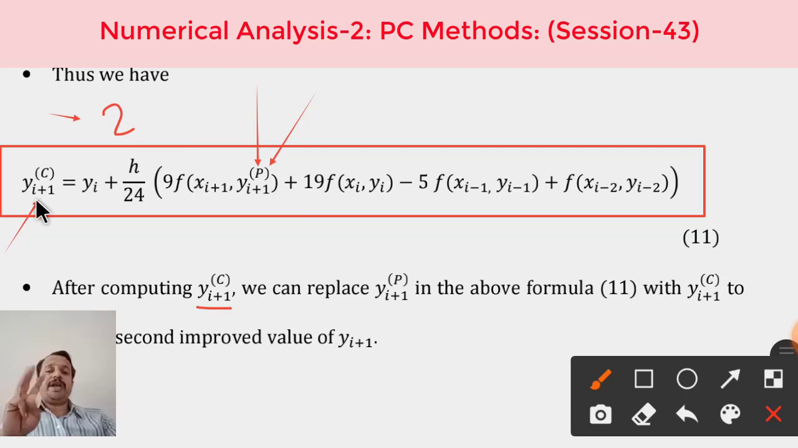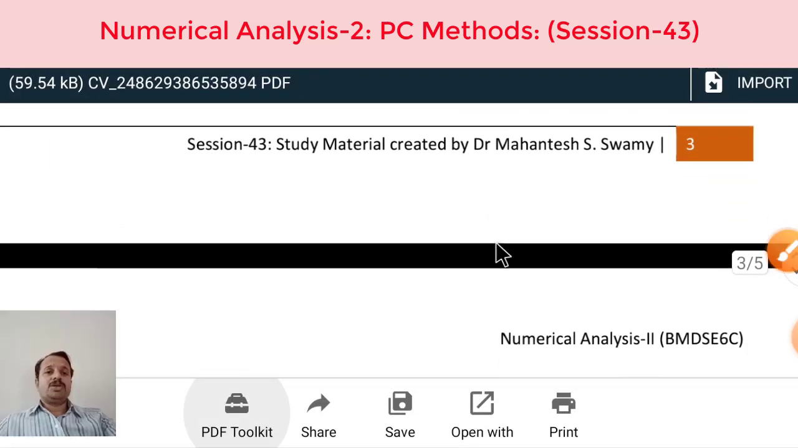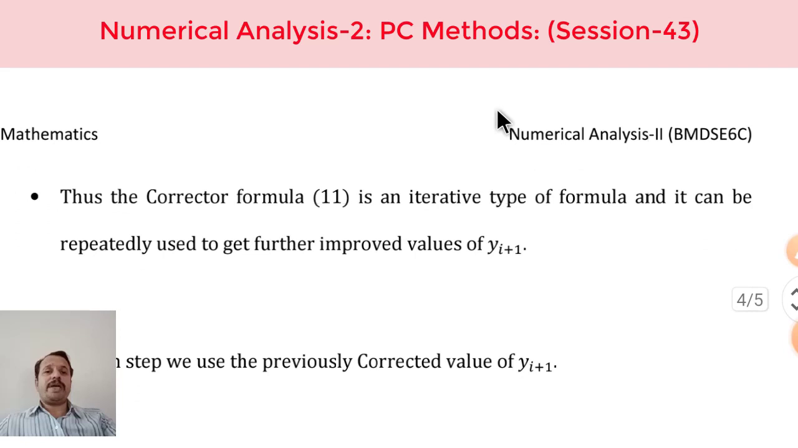Thereby I can get the third iterated value. So likewise I can go on substituting the previously corrected value in place of y_{i+1} in formula 11 to get the successive corrections to the value of y_{i+1}. That is very, very important. So the successive corrections of y_{i+1} can be made with the help of equation 11. In each step we use the previously corrected value of y_{i+1}.